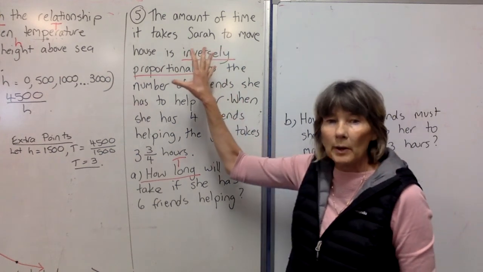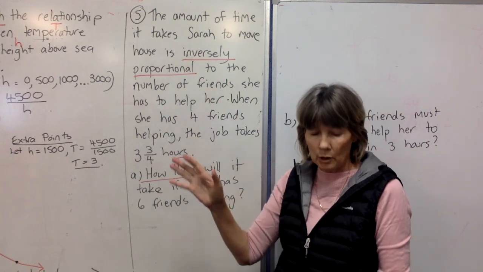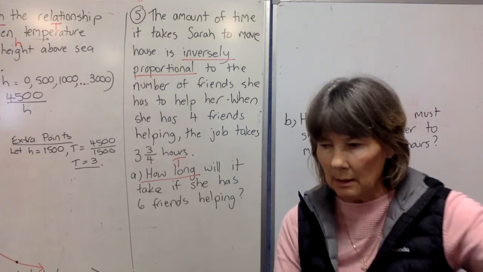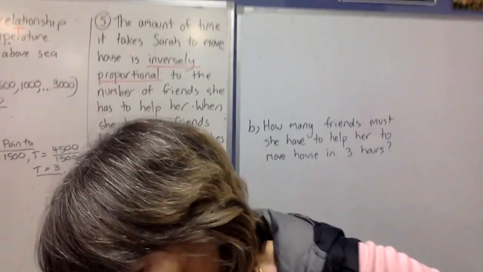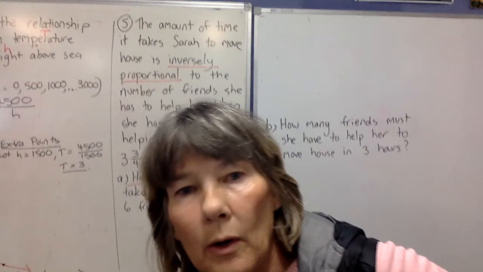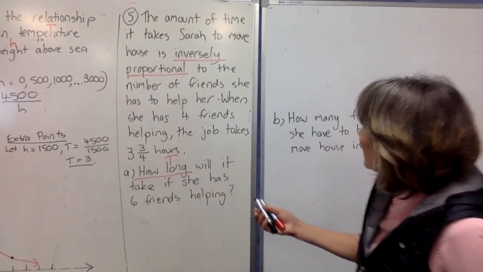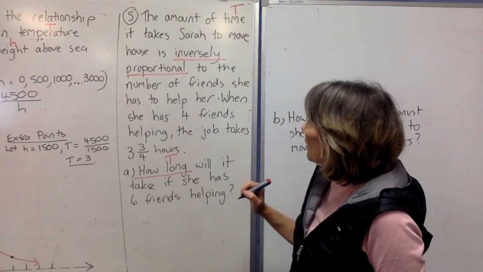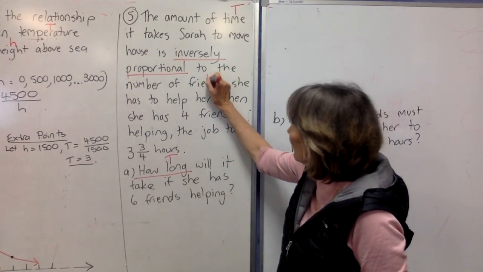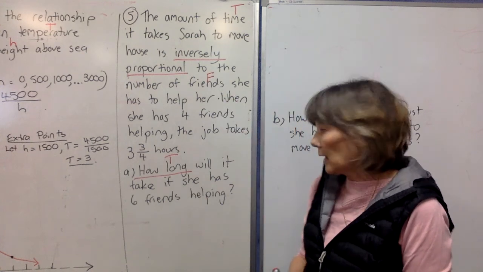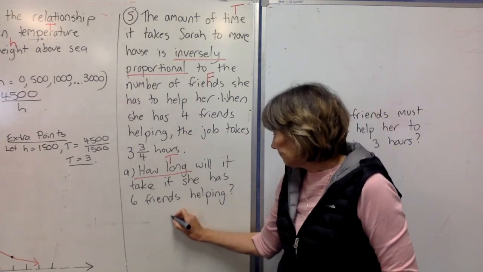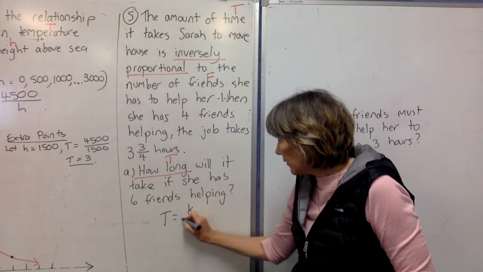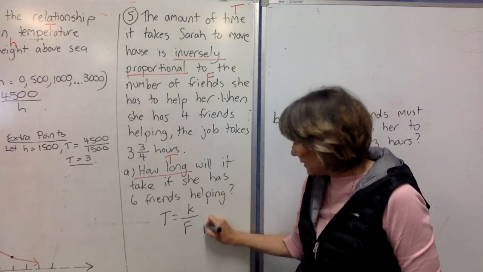Okay, so we've got to go back to our inverse proportion variation equation and start with that. So they have not given us any help with letters here, so we're going to make up our own. All right, so I'm going to say that time is T, and I'm going to say that the friends is F, and we'll go from there. Okay, so we're going to write T inversely proportional, so it's equals K over F. All right, that's the start of our work.